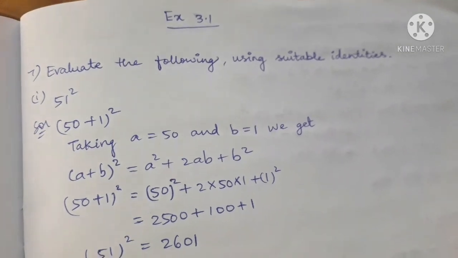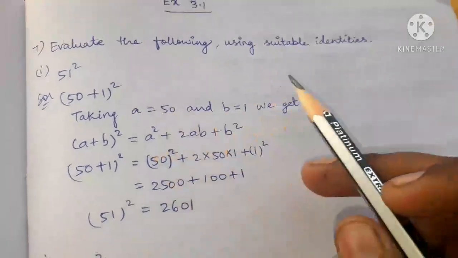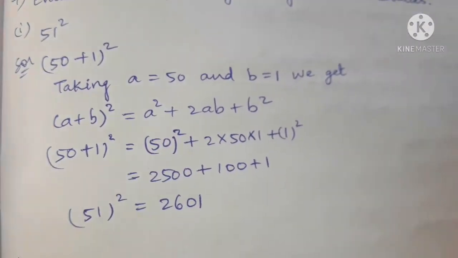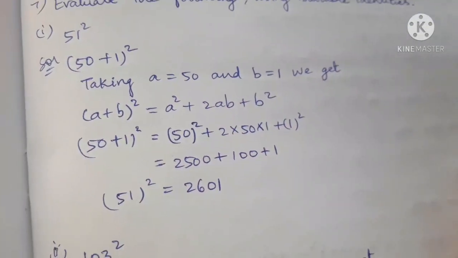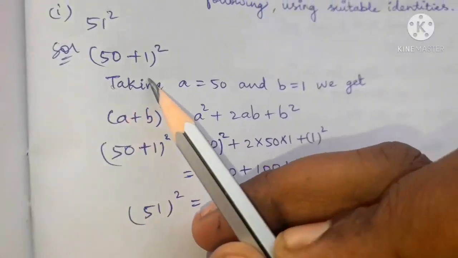Good morning, students. So now let us continue with our exercise 3.17, question. Evaluate the following using suitable identities. The first subdivision is 51 whole square. So how can we convert 51 into the nearest tens? It is 50 plus 1.